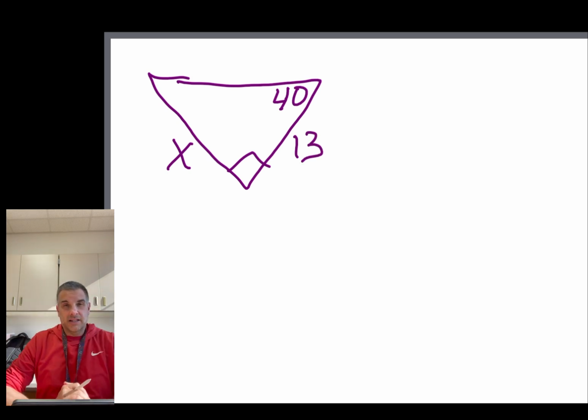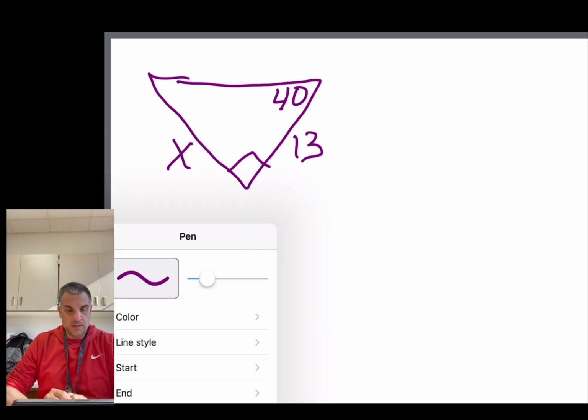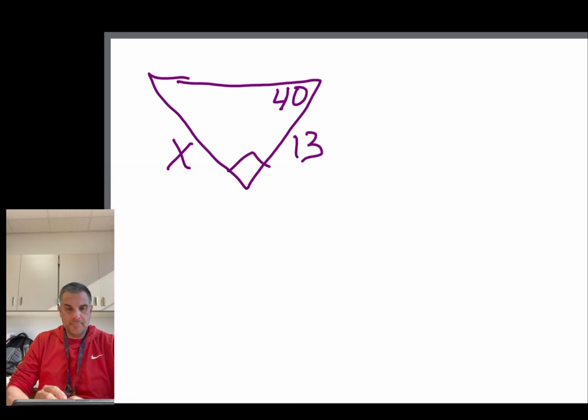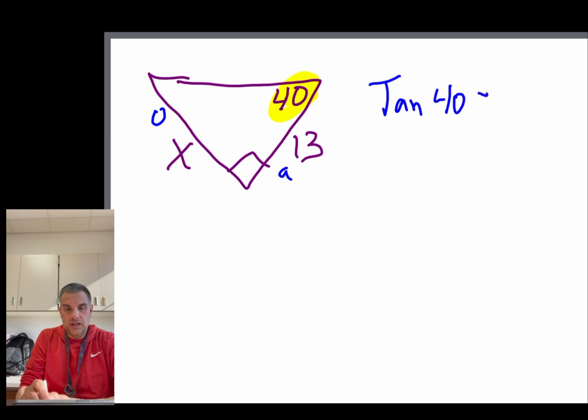Okay, so let's give you a second to process it here. Think about which one we're going to use. Okay, so we'll go ahead and label the sides. There's my angle. This is the opposite. This is the hypotenuse. That is not the hypotenuse. That is the adjacent. Which one uses opposite and adjacent? Tangent. So tangent, we know the measure of the angle now is 40. So tangent of 40 equals the length of the opposite x over the adjacent 13.